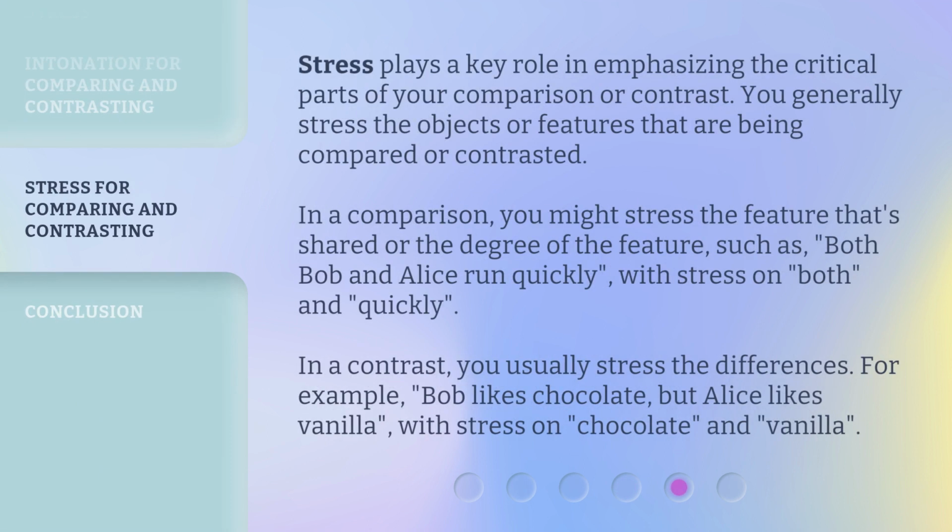Stress plays a key role in emphasizing the critical parts of your comparison or contrast. You generally stress the objects or features that are being compared or contrasted. In a comparison, you might stress the feature that's shared or the degree of the feature, such as, both Bob and Alice run quickly, with stress on both and quickly. In a contrast, you usually stress the differences. For example, Bob likes chocolate, but Alice likes vanilla, with stress on chocolate and vanilla.